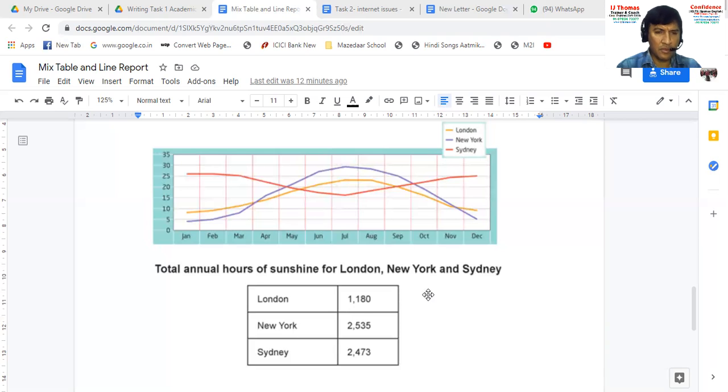So in the first body paragraph, we talk about only London and New York, right? In the first sentence of the first body paragraph you talk only about London and New York. In the next sentence, you talk about Sydney. Start. So, scrutinizing the data further, moving to the month of the starting year.